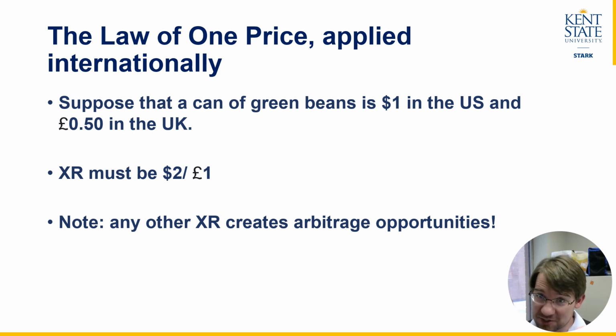Or, if we adjust this a bit, it would be $2 per pound. Right? So either way you state the exchange rate is correct, but it needs to line up with the prices of the goods. So any other exchange rate here is going to create arbitrage opportunities, as we're going to have cheaper green beans either in the US or in the UK if we have any deviation from this 2-to-1 ratio.